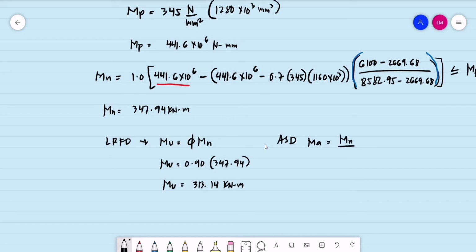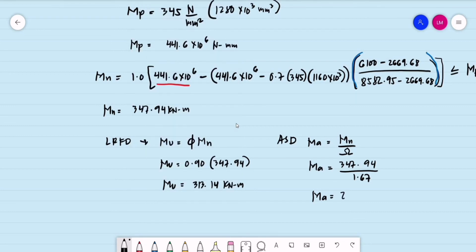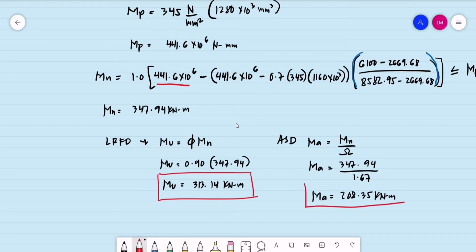Then under ASD, our allowable moment will be equal to the nominal moment M sub N divided by the factor of safety. So the value of M sub A is equal to 347.94 to be divided by 1.67. So we have allowable moment is equal to 347.94 divided by 1.67. So that is 208.35 kilonewton meter.